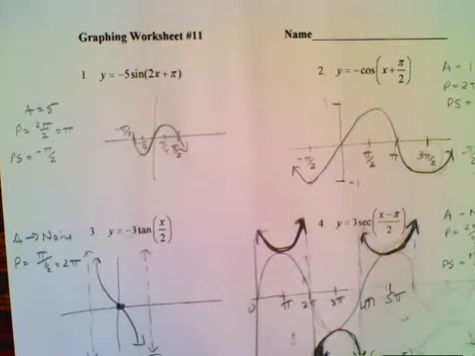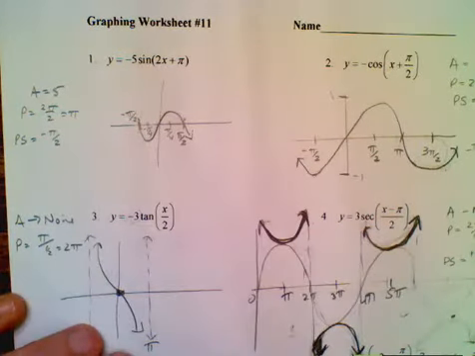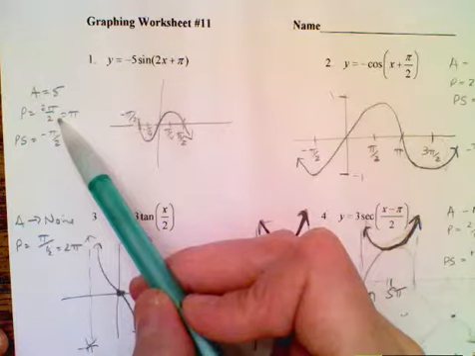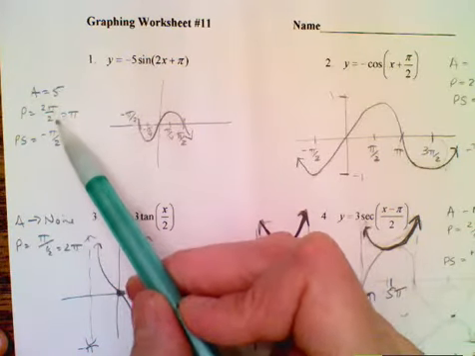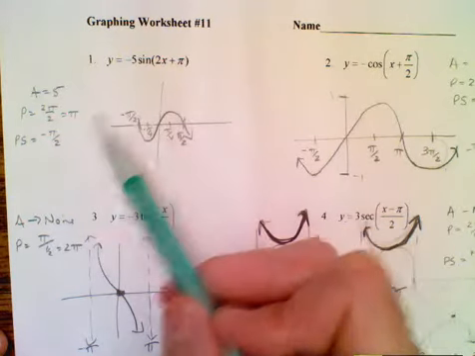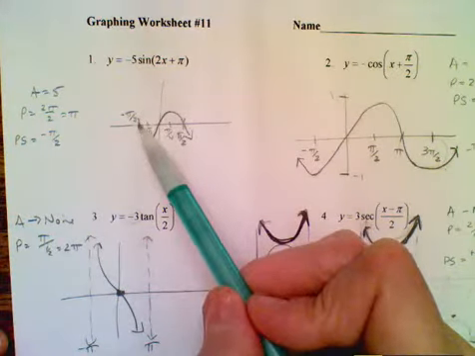Okay, this is worksheet 11. I'm just going to go quick, kind of explain how I got these answers. Here I wrote down the amplitude was 5, period was pi, 2 pi divided by b, and then phase shift is the opposite of c over b, so negative pi over 2. So here's the phase shift of negative pi over 2.